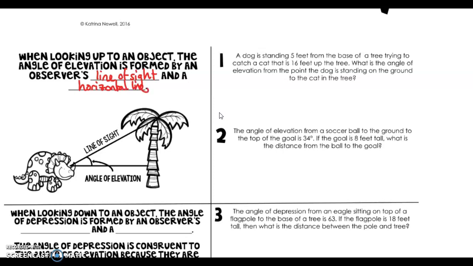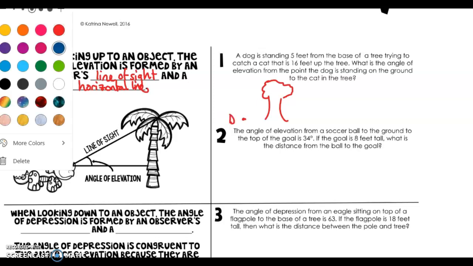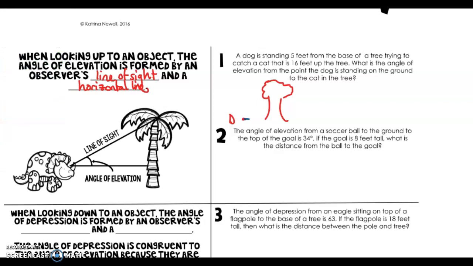Okay, so a dog is standing 5 feet from the base of a tree. All right, so we have a tree, and I'm not going to try to draw a dog, so we have a dog standing right here. The dog is 5 feet away from the base of the tree, so let's put a 5 there. And then there is a cat up in this tree, right up here, and it's 16 feet up the tree. So this distance right here is 16.